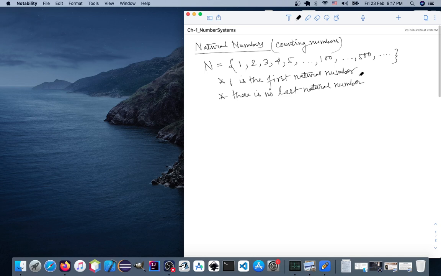Then come the whole numbers. The whole numbers are nothing but, when you add 0 to the collection of natural numbers, it becomes whole numbers. So the collection of whole numbers is denoted by the letter W. This is nothing but we just add 0 to the collection of natural numbers.